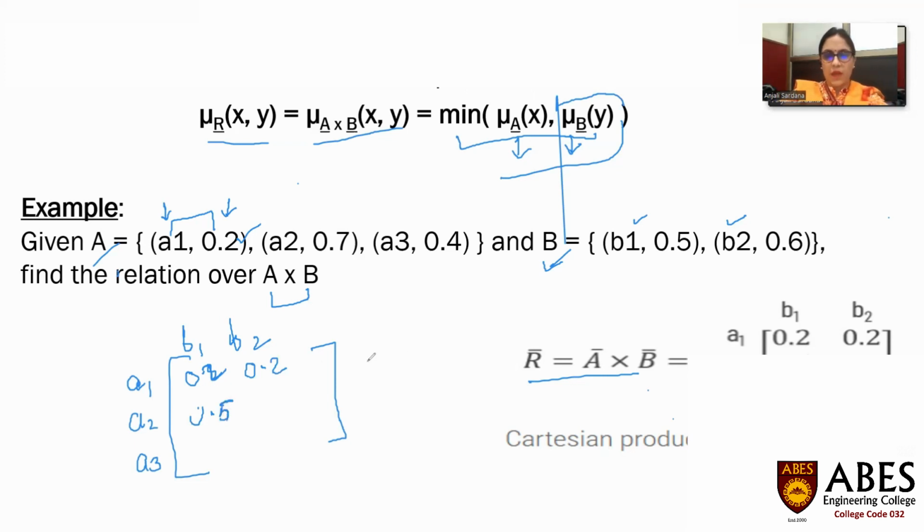Just 0.5 here. And similarly, we can calculate the respective membership values for the respective locations. The minimum value will be chosen. Say for A2 and B2, the minimum value is 0.7. It will be compared with A2 and B2. It is 0.7 and 0.6, and 0.6 is the minimum value. So that's why 0.6 has been chosen here. So this would be the year. This would be your final matrix.